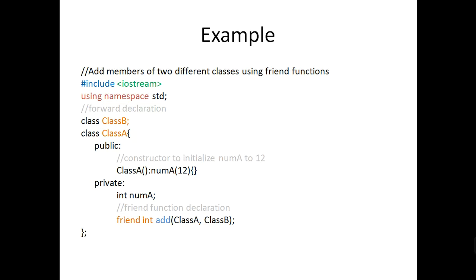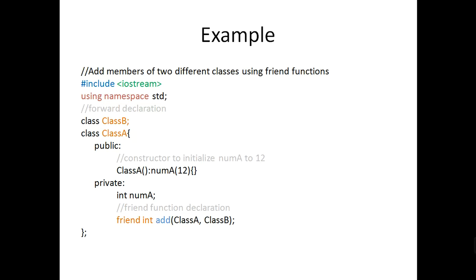Then the private section: int number A, one of the declarations, says that number A is an integer type. Then the friend function: int is the return type, and the function name is add. There are two arguments, class A and class B.